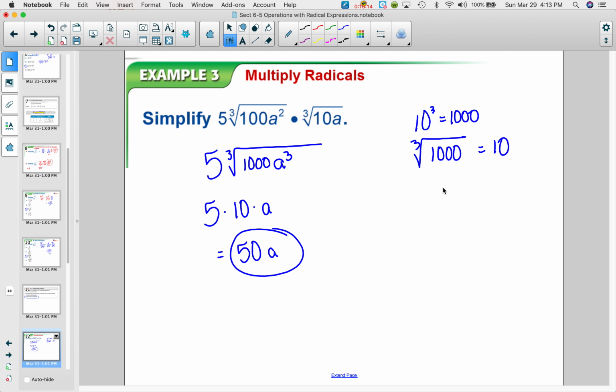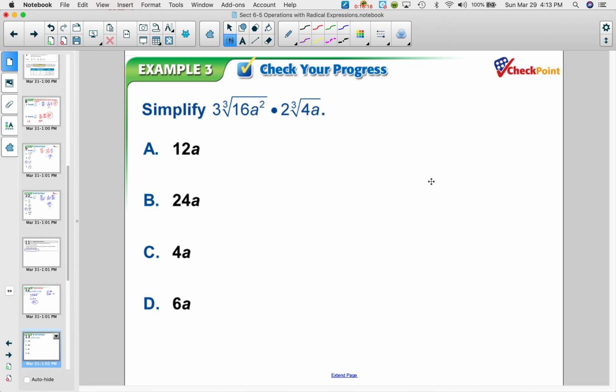So this one you could just work out. Okay, give this one a try. This one's similar, so you might want to pause it.